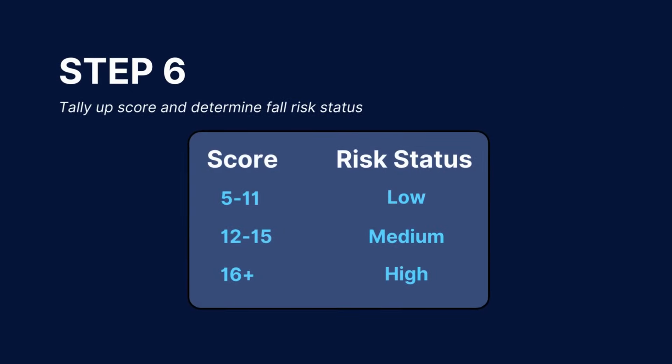Once you've completed each section of the assessment, assigning a score to each, it's time to tally up the scores and determine the final risk status. Additionally, if either of the automatic high risk status factors were selected, the fall risk status is high, regardless of the total score.